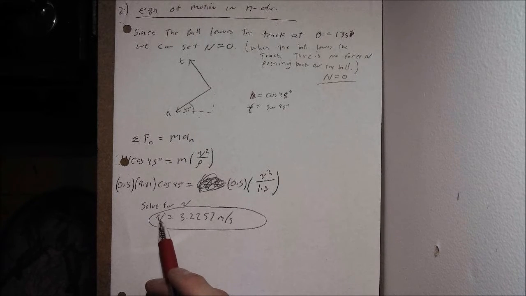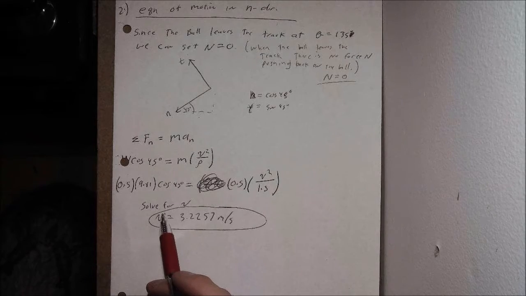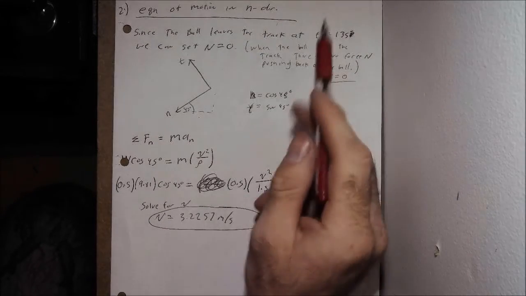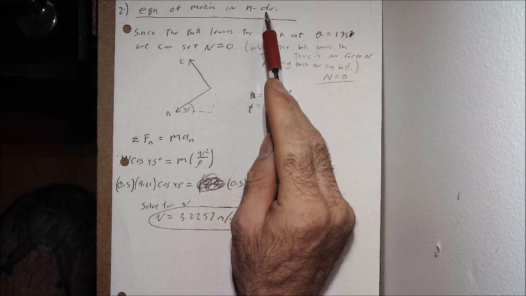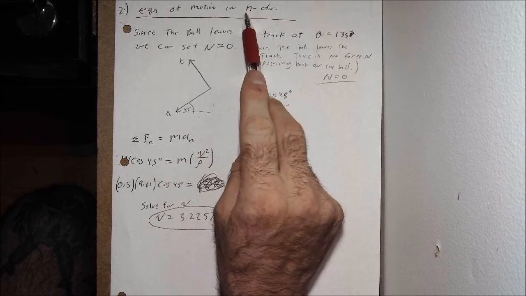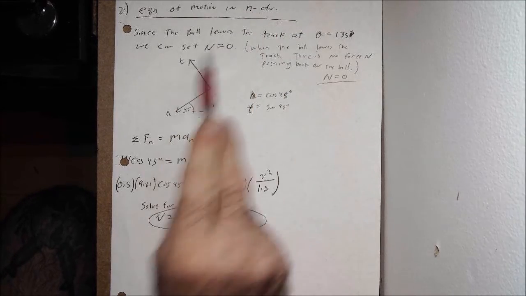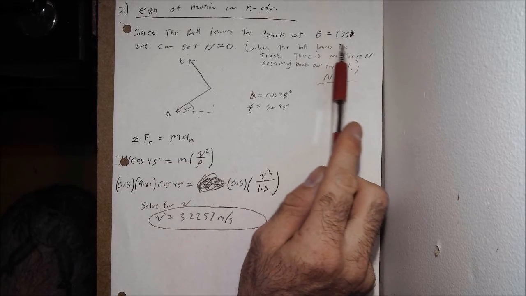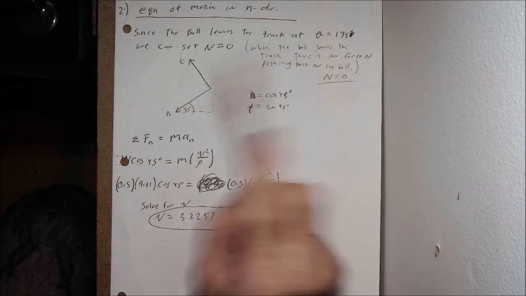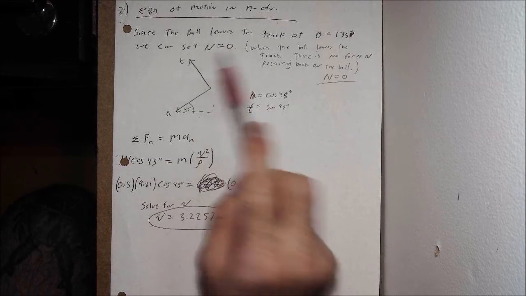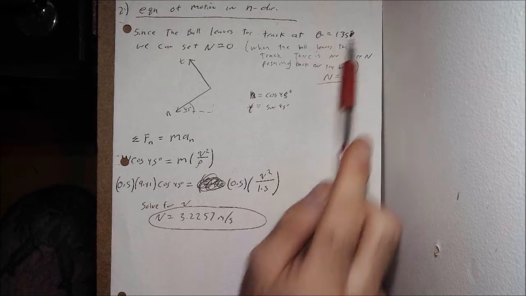For the next part of our solution, we want to look for the equation of motion in the n direction. So again, we're dealing with our NT coordinate system. We're going to deal with each of those separately as we look for our equations of motion, doing our summation of forces. So in the NT direction, we're going to first look at our n direction. And since the ball leaves the track when our theta, given in the problem statement, is 135 degrees, we know at that point our N is equal to 0, because there's no normal force from the track working back at it when it leaves the track at 135 degrees.